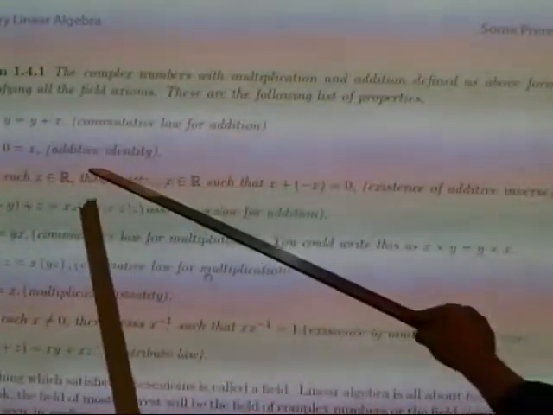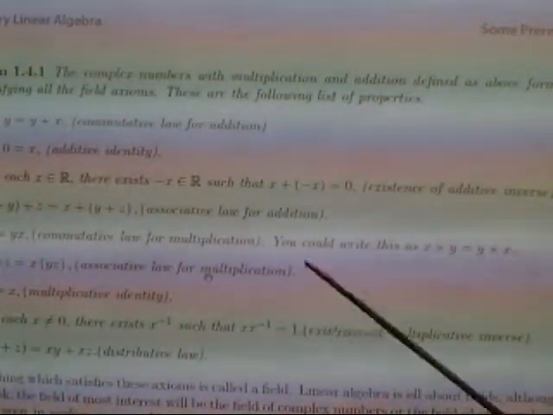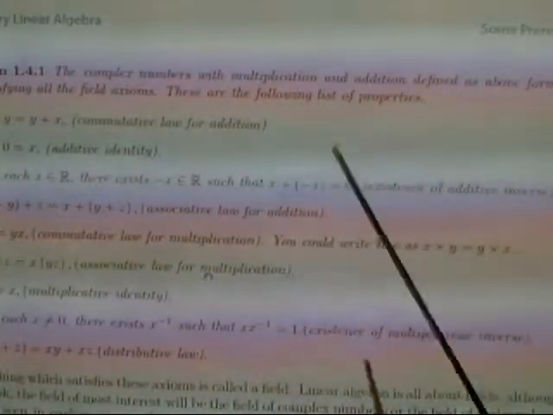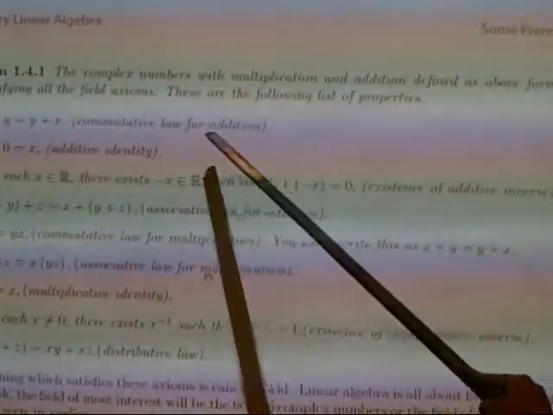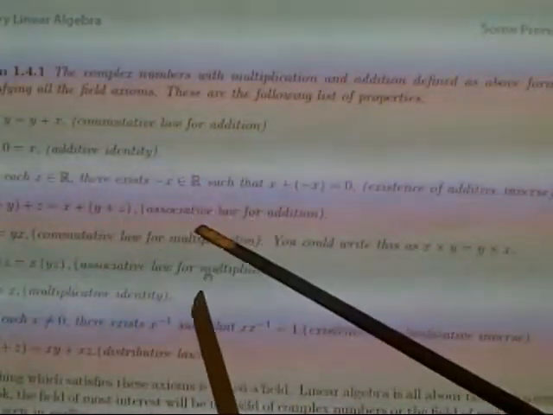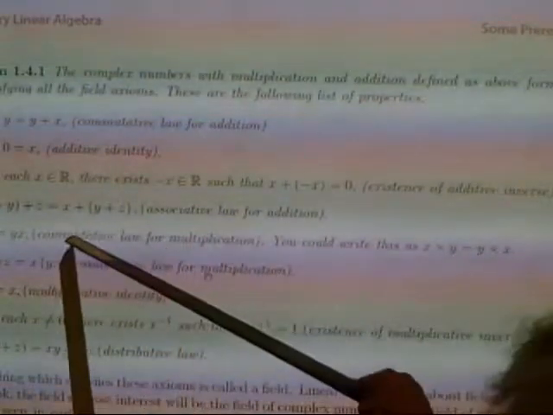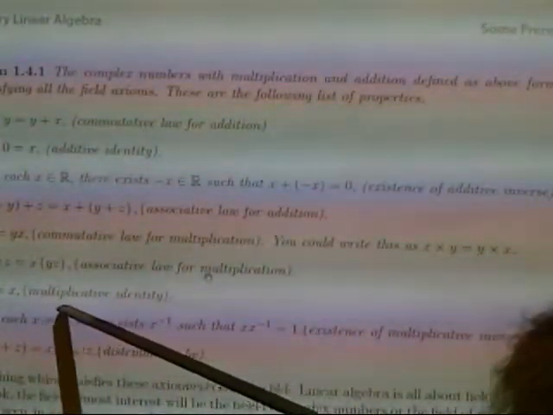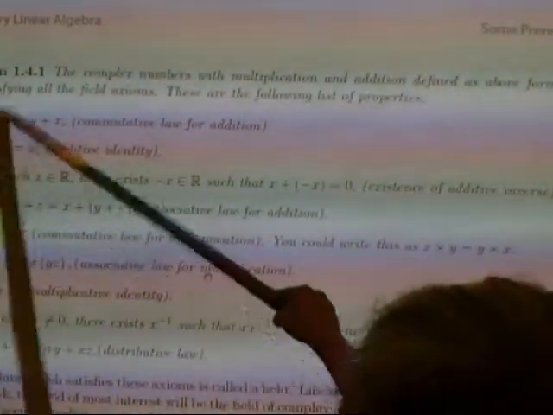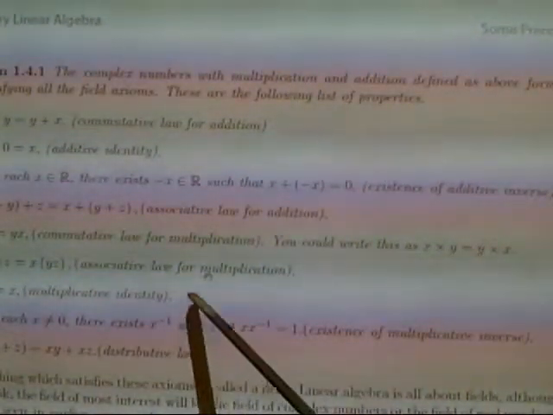Those are the laws: the commutative law for addition, additive identity, associative law, commutative law for multiplication, associative law for multiplication, multiplicative identity, and the distributive law. Those are the laws of complex numbers. Now, in complex numbers, what will be the result?